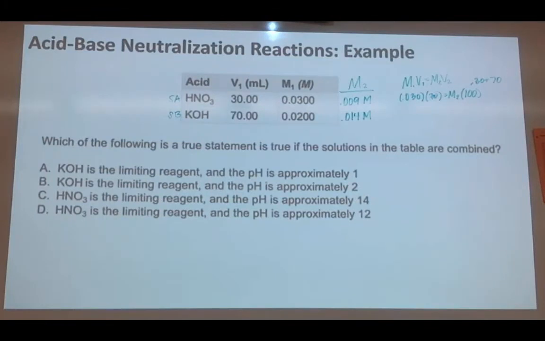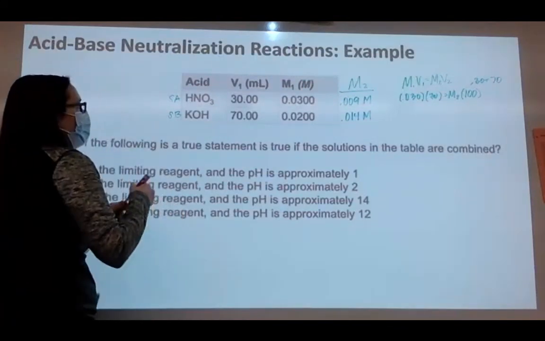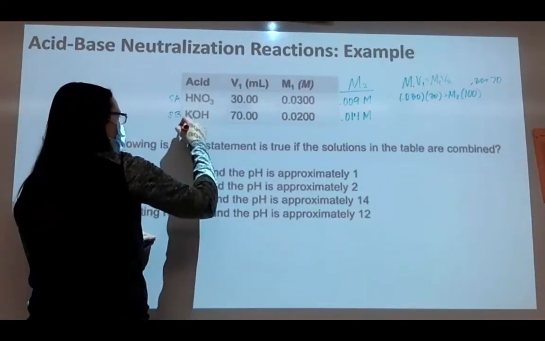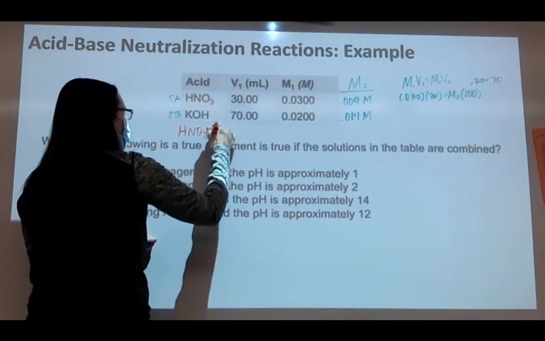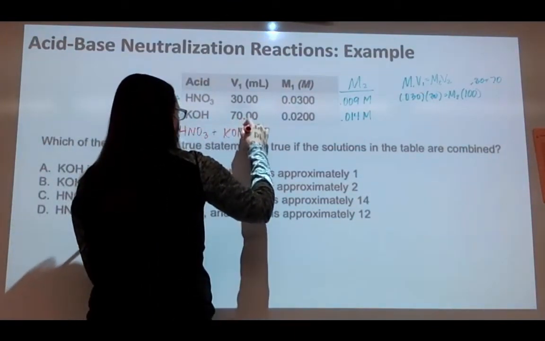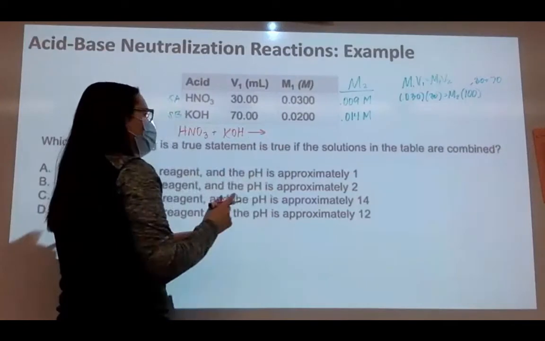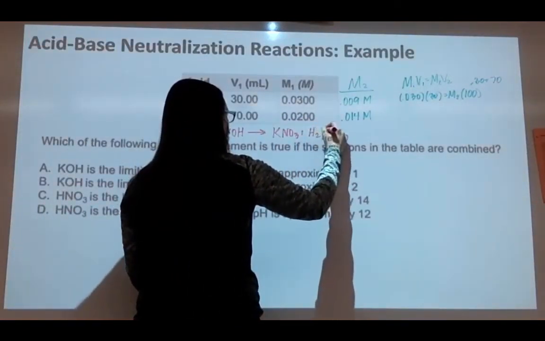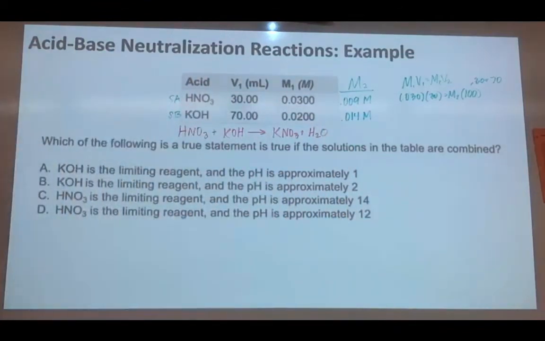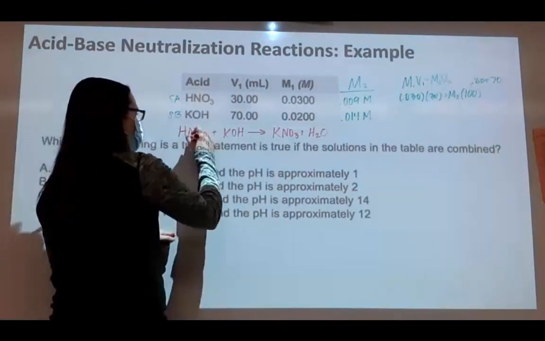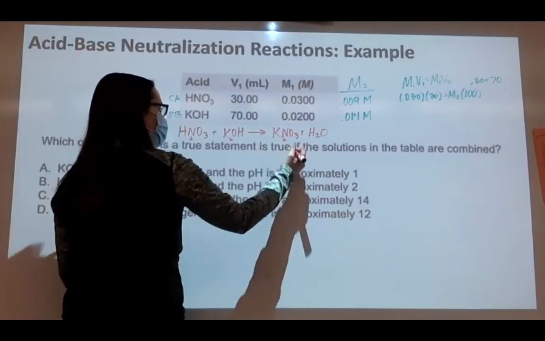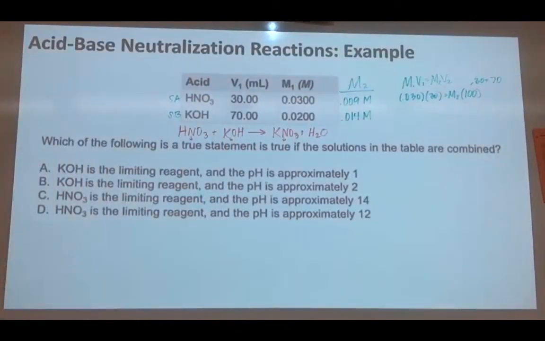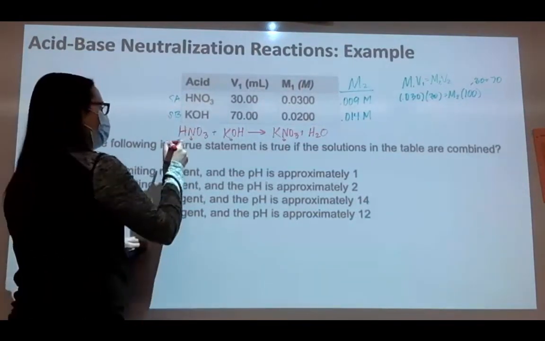Now think about the reaction that's occurring. I'm going to write it right under here. If these two are combined, an acid and a base will undergo a neutralization reaction to produce KNO3 and H2O. Now, if they wanted the net ionic equation, we have to break up strong electrolytes, so we'd actually break up these 3. However, we're not worried about the net ionic here.